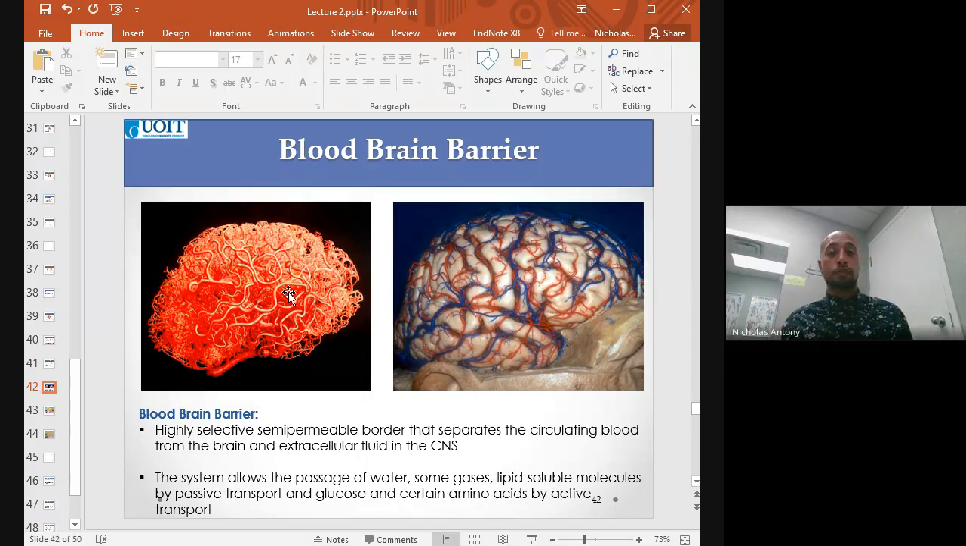The blood goes through vessels that are close to that area, and then the metabolites and the nutrients must diffuse out, and the waste products must diffuse into the nervous tissue and out. What that does is separate all of the things that are in our blood from what's going on in our cerebrospinal fluid or our central nervous system. So it keeps it very, very separate. And the way that it does that is that the vessels have a semi-permeable covering that limits what's allowed to cross through.